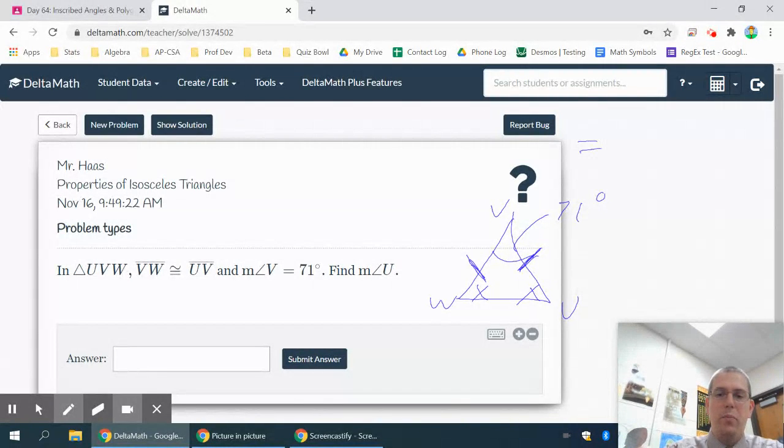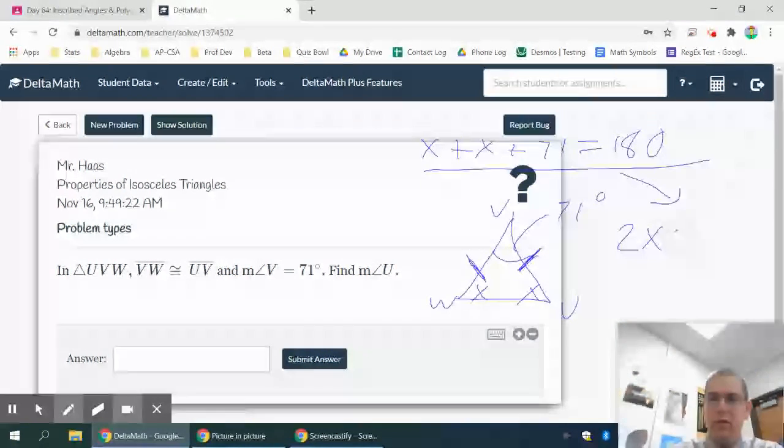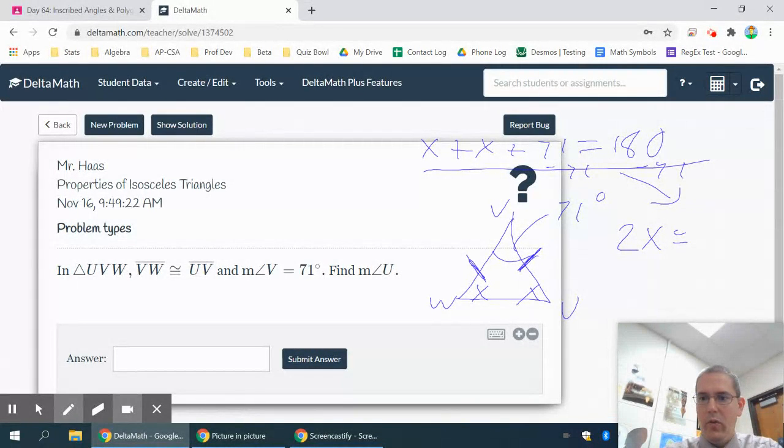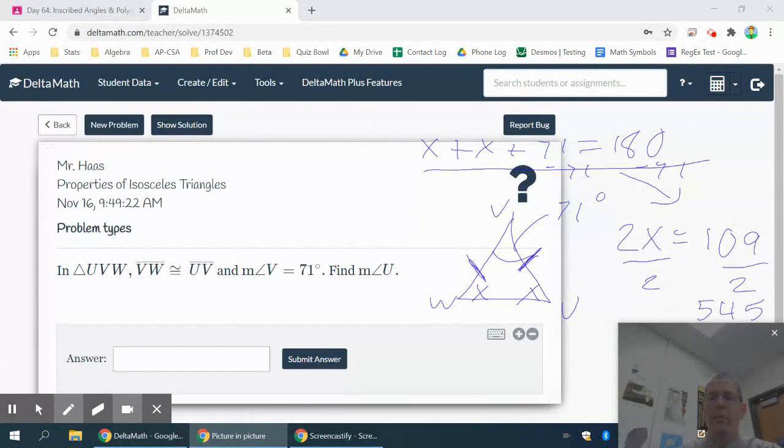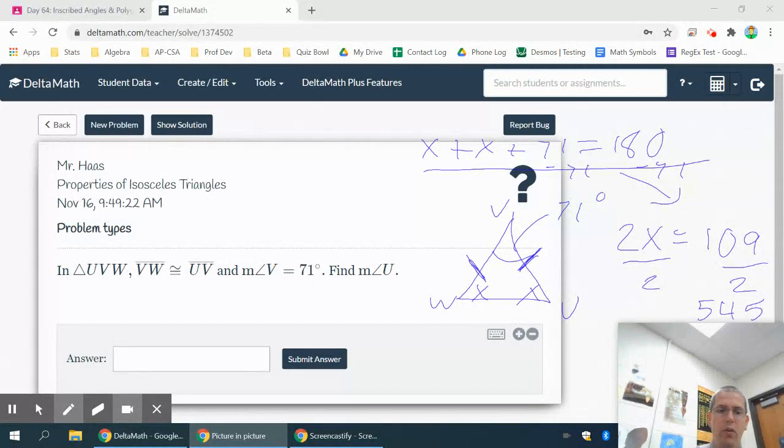So that means X plus X plus 71 equals 180. And if you go to solve that, that will give me a 2x. I'm going to go ahead and subtract my 71 from both sides. So that means 2x equals 109. So then divide off my 2. So x is 54.5. And decimals are okay. They happen sometimes. So that should give you your answer.